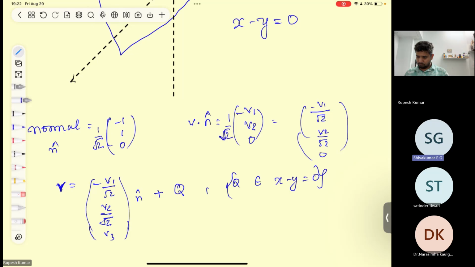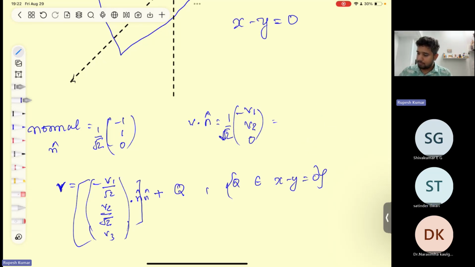Again, I'm getting confused here. We have taken the projection as minus v1 root 2, v2 root 2, and 0. So that will be only, I think, the horizontal component. No? Oh, okay. I have made a mistake here. Let me write this. V dot n cap, right?